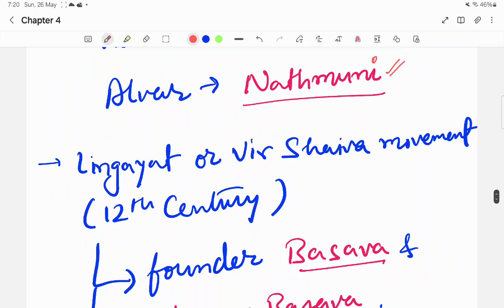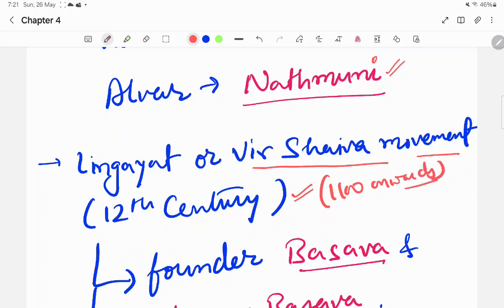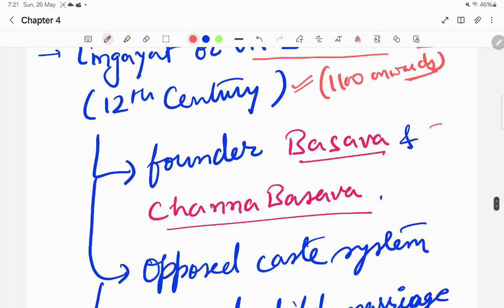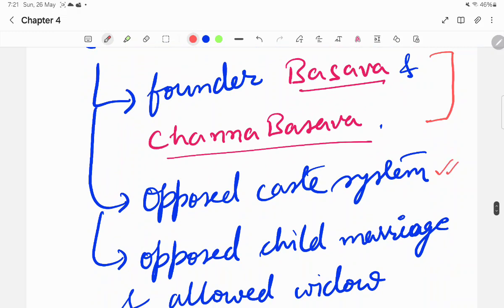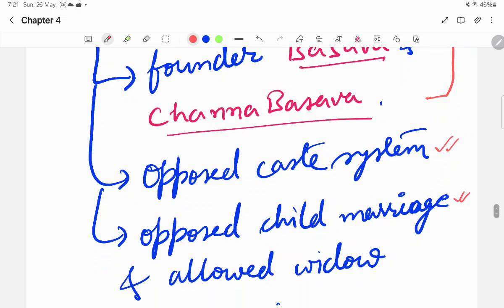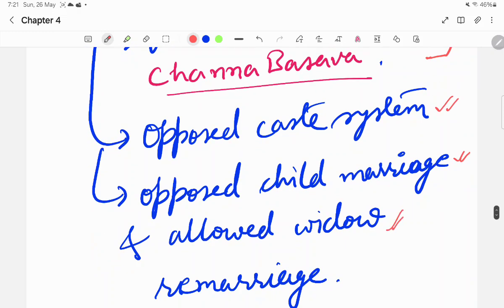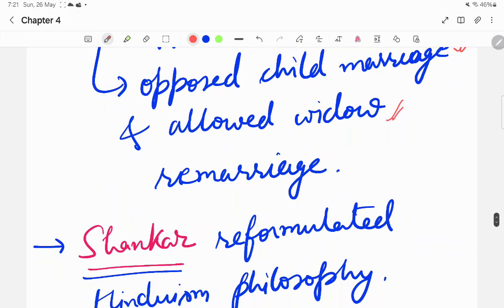And Lingayat and Veerashaiva movement spread during the 12th century, means 1100 onwards. This was happening in South India, and the founders of the Lingayat movement were Basava and Channa Basava, and they also opposed the caste system like the Nath Panthis in northern India did, and they opposed child marriage, and they allowed widow remarriage. So they were forward looking in social aspects.